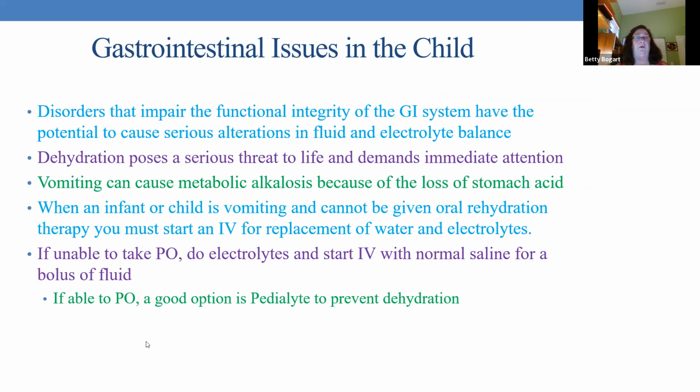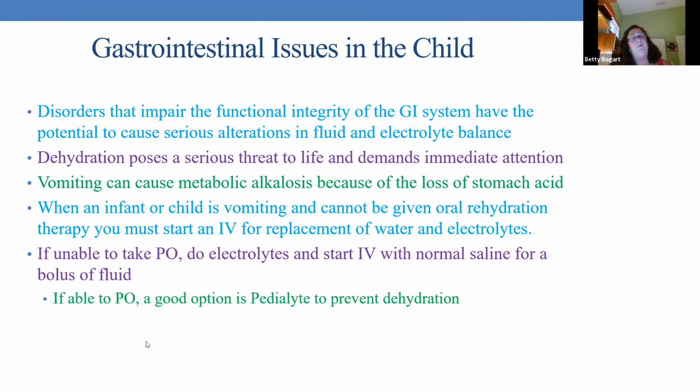GI problems. Remember, mouth to anus, that's where you eat your food, you get your nutrition, and it collects everything so the body can use it. One of the biggest issues with children, and they can become dehydrated so quick, is dehydration. Children's bodies don't like to be dehydrated.